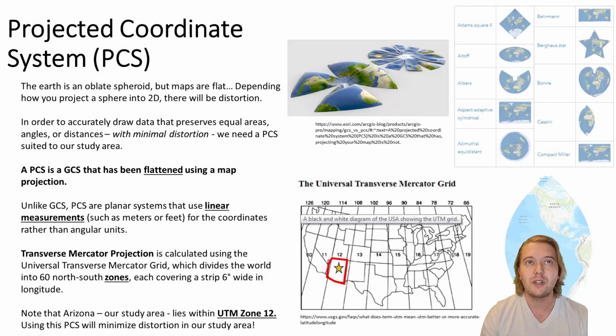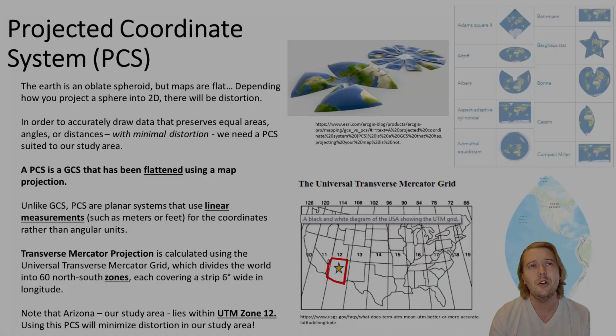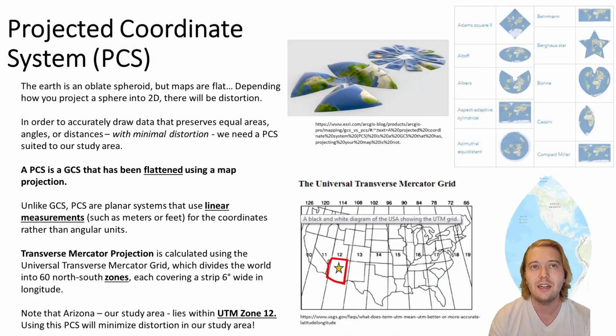The transverse Mercator projection is commonly used. It is calculated using the universal transverse Mercator grid, which divides the world into 60 north-south zones that each cover a strip 6 degrees wide in longitude. Note that in Arizona, our study area lies within UTM zone 12. Using this projected coordinate system will minimize distortion in our study area, which will allow for a more accurate map.